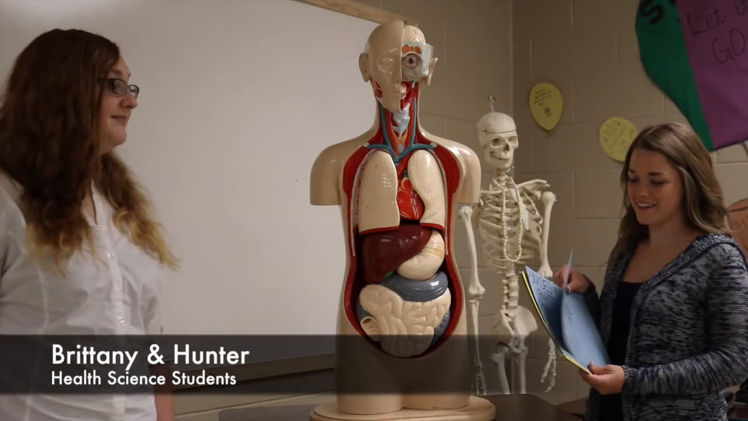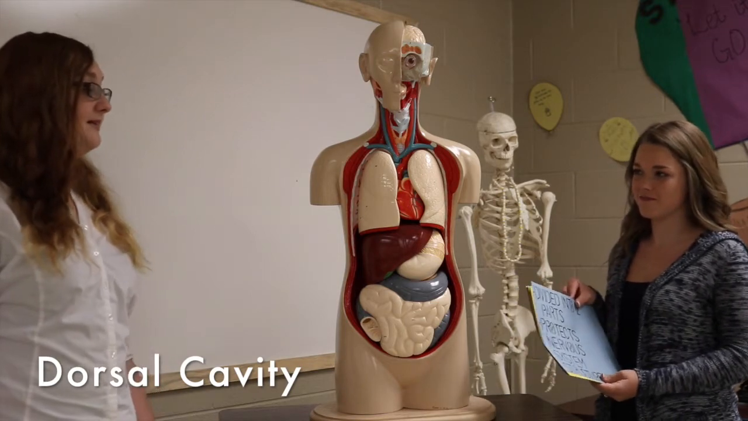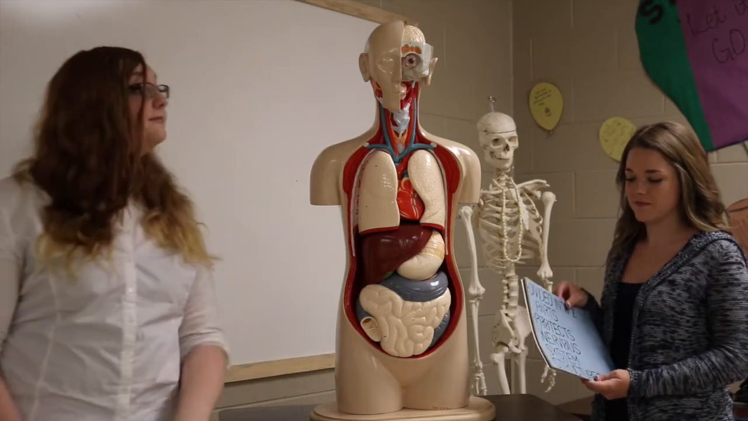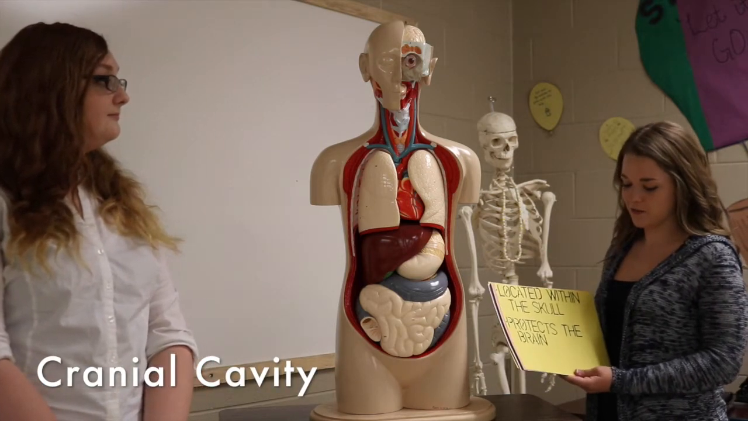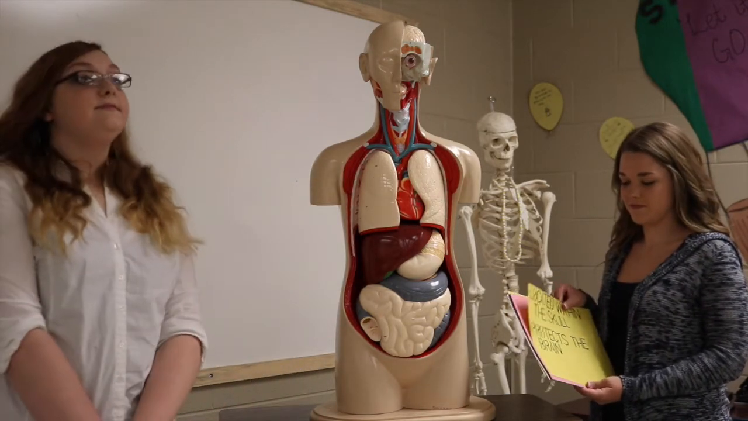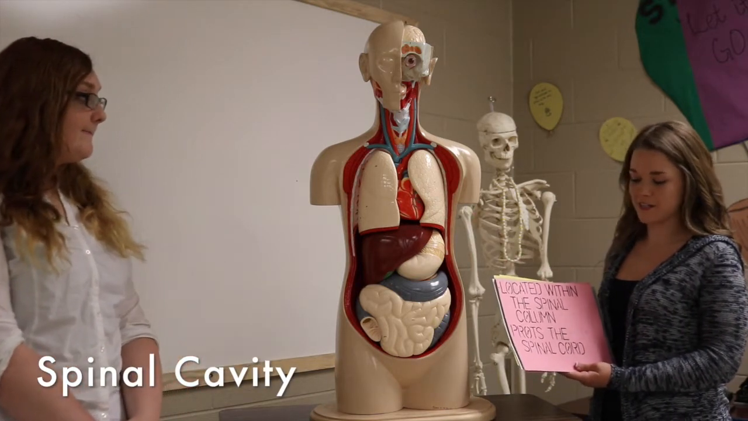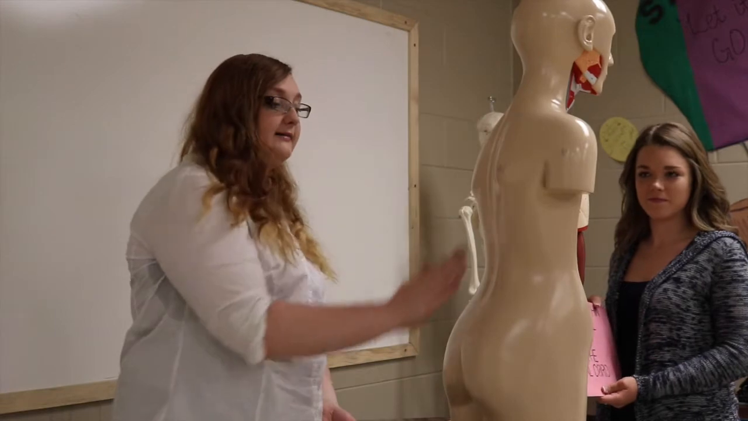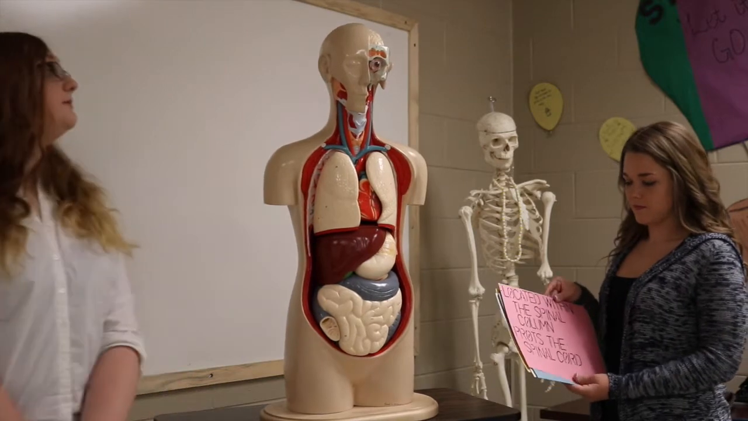The dorsal cavity. It's divided into two parts and it protects the nervous system structures. The dorsal cavity contains the main part of the body, which would be from the neck down. The cranial cavity. It's located within the skull and it protects the brain. Obviously, you can see on the side the brain. The spinal cavity. It's located within the spinal column and it protects the spinal cord. So you can see the back, this will be the spinal cavity. And it protects all the tissues and the spinal cords.